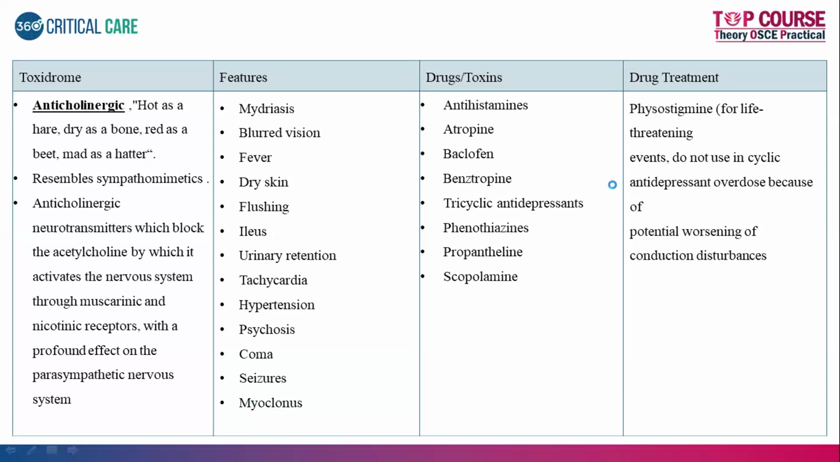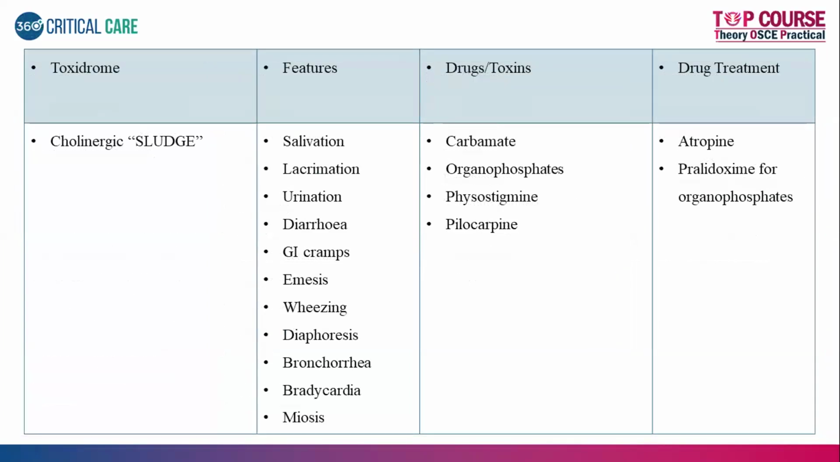So what is the drug treatment? It is physostigmine, but in case of tricyclic antidepressants, the treatment is different. Don't try to use physostigmine in these cases because it causes life-threatening events and also causes some conduction abnormalities in the heart. So you have to write like this, one example in detail. So this is about anticholinergics.